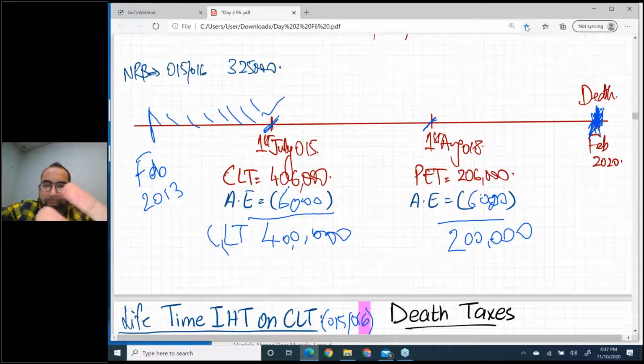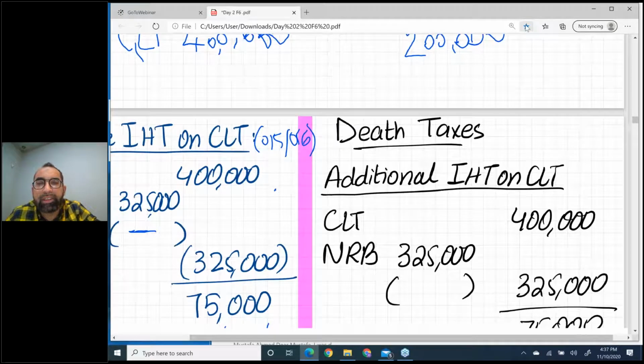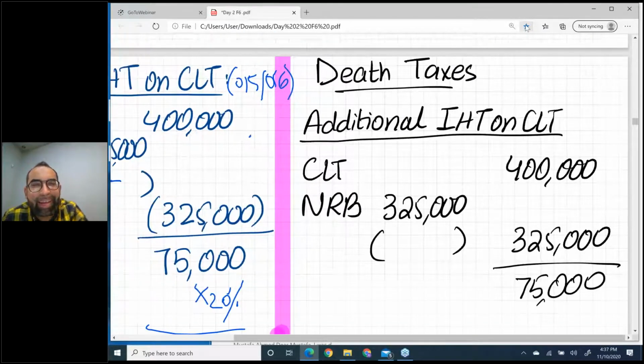Okay, so these are the death taxes, and I have used the black pen. For death taxes I'm using the black color pen. Now what's the heading? Additional IHT on CLT. What's the amount of CLT? The amount of CLT is 4 lakh. Now again, you have the NRB of 325,000.